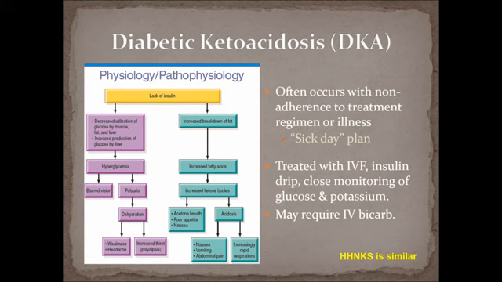Now, we need to do that slowly. We don't want them going from 1200 to 800 in 1 hour, because that's going to shock the body too. So very close monitoring of the glucose levels, very close monitoring of the potassium, because in addition to insulin taking the glucose inside the cell, it will also take potassium in there as well. So we want to be very careful that we don't drop their potassium too low. In some cases, these patients may require IV bicarbonate to try to correct the acid-base imbalance.